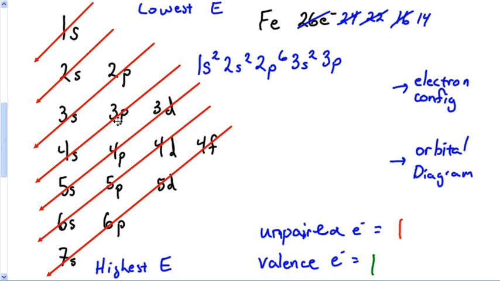3p, a p can hold 6. So that leaves us with 8. We're finally getting somewhere. Let's see, after 3p comes 4s. And the s can hold 2. So that leaves us with 6. And then after 4s comes 3d.